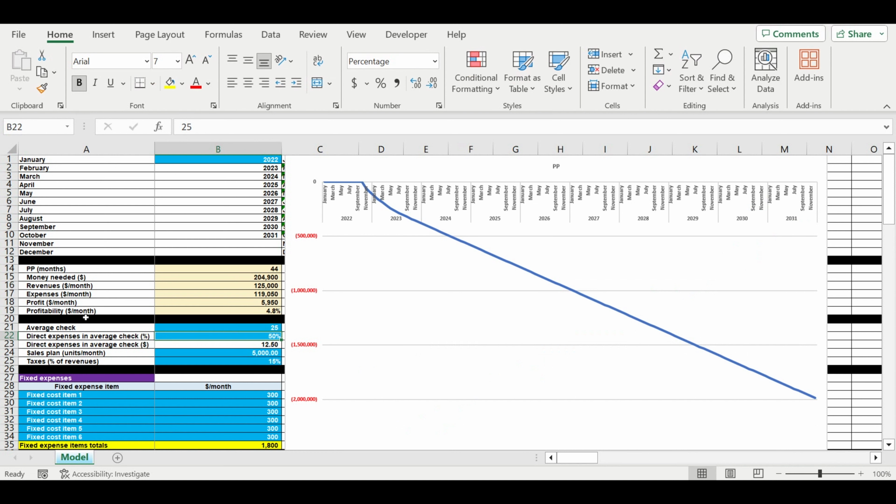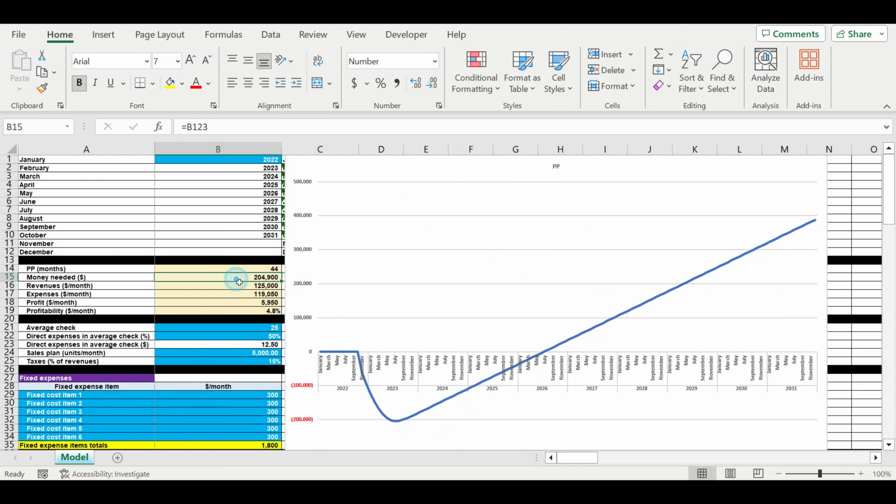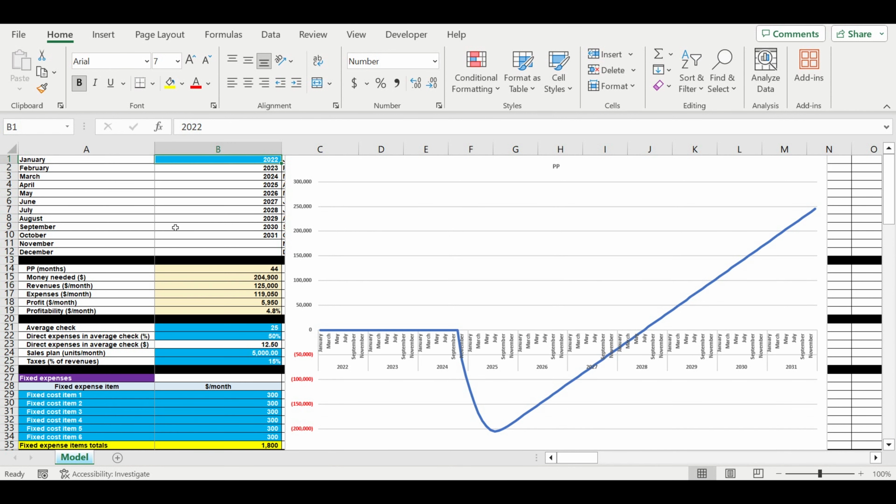Playing with inputs will give you the answers to simple but very important questions. How much money is needed? When is this financing needed? What is the structure of financing? What is the profit? What is the profitability? What is the payback period? And many others. Our model has a 10-year horizon.